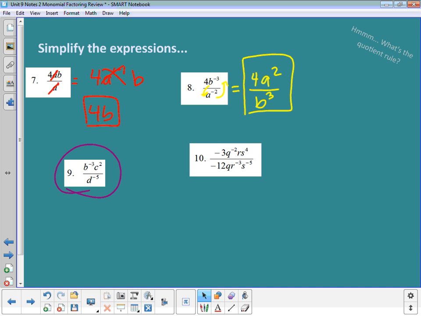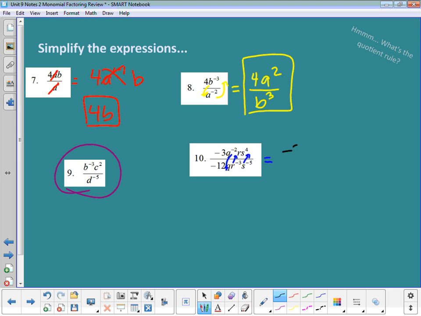And let's take a look at number 10. So in number 10, again, I start with those negative exponents. I'm going to see what negative exponents I can switch positions. This q to the second needs to go down, that r to the negative third needs to go up, and the s to the negative fifth needs to go up. So here's what I have.